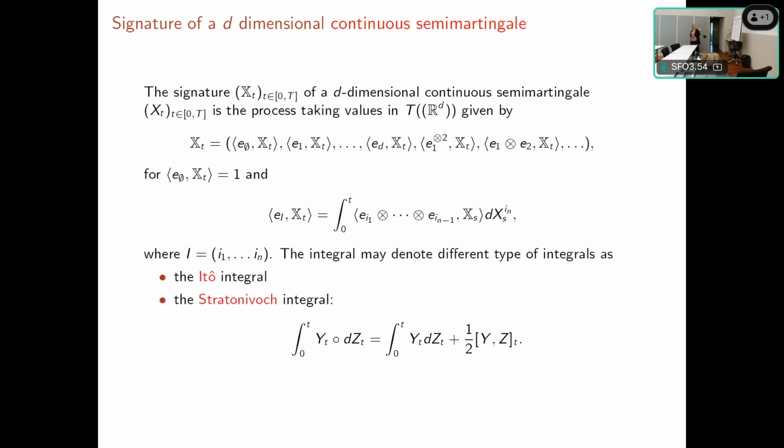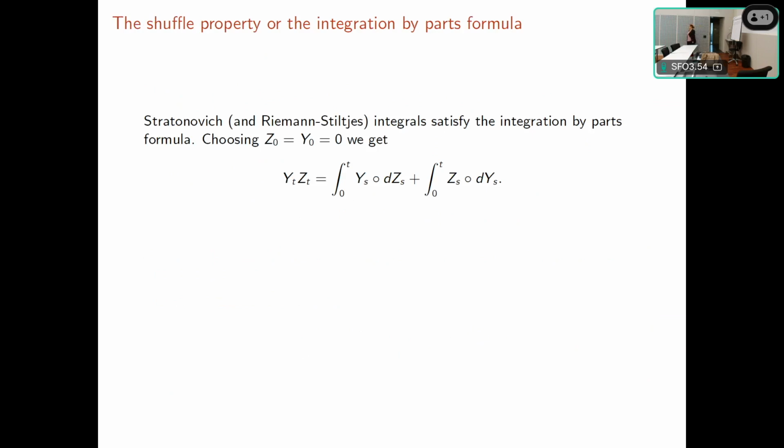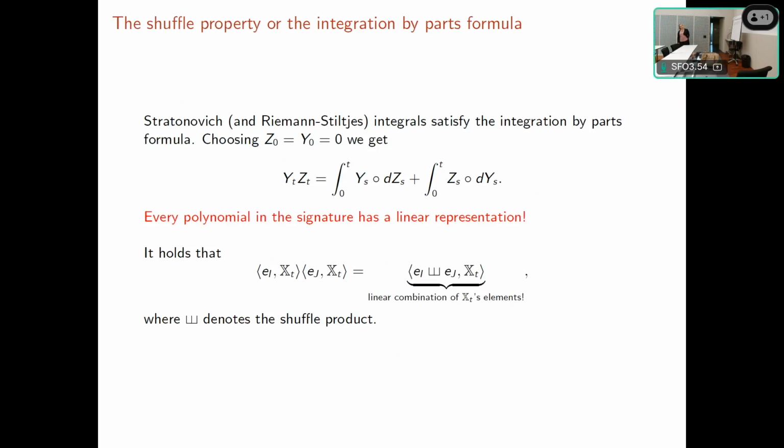Okay. Now that you know a bit on the signature, we move to the shuffle property. Andrea already mentioned the shuffle property, and this is again something that looks more difficult than what it is. We know that both Stratonovich and Riemann-Stieltjes satisfy the integration by parts formula. Okay, what I just said a second ago. So, what does it mean? Each polynomial in the signature has a linear representation because we can always do something like that. What we have here on the left is the product of 2 level 1 elements of the signature, for example.